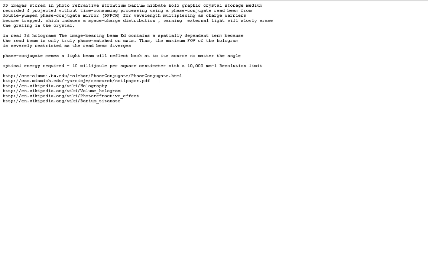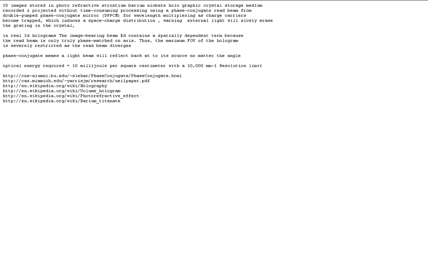In a real 3D hologram, the image-bearing beam, ED, contains a spatially dependent term because the read beam is only truly phase-matched on axis. Thus, the maximum field of view for holograms is severely restricted as the read beam diverges. Now, what does all that mean? Okay, phase conjugate means that a light beam hitting a mirror of this kind, we're just going to call it a mirror, will reflect back exactly in the same direction. A lot like a corner cube or a reflector on a car or a bicycle. It's just on such a fine grain that it reflects it directly back. So you can use it to basically create a time delay, so you can take advantage of that.